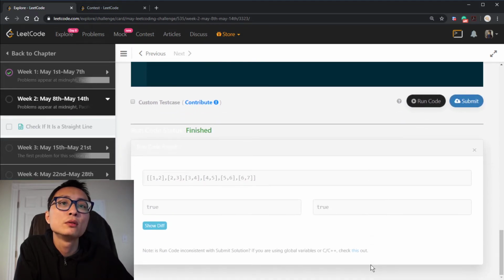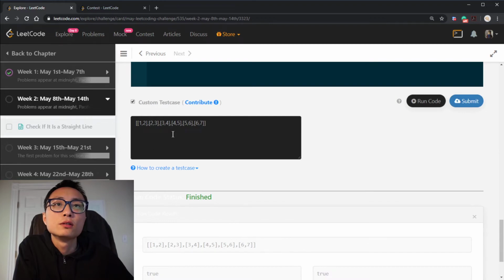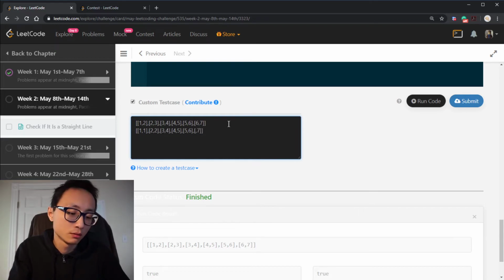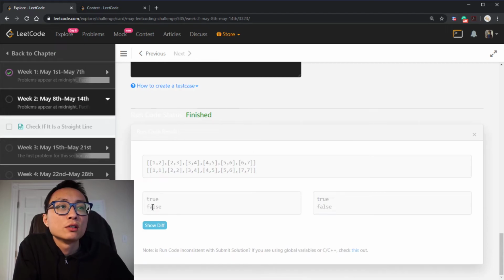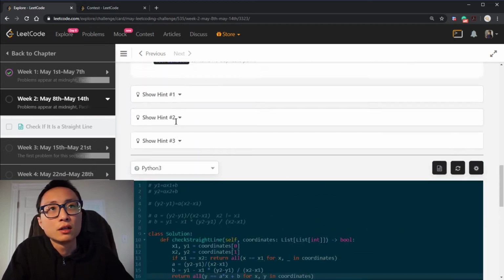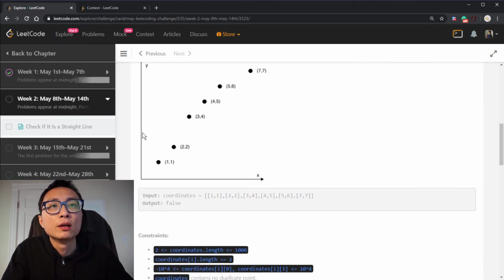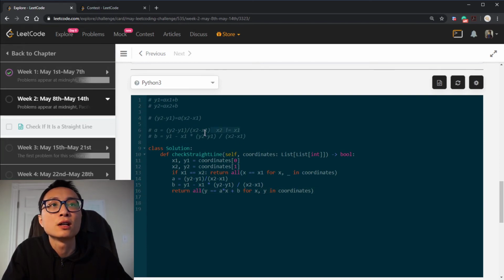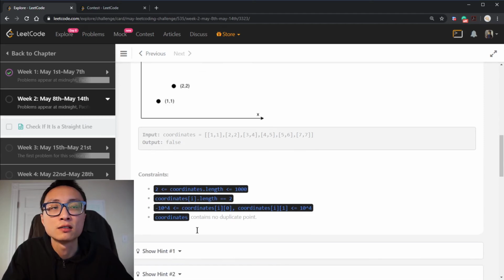Let me run this through an example. Throwing in another example, 1, 1, 2, 2, 7, 7. So this first one is true, the second one is false. Let's throw in the extreme case, 1, 1, 1, 2, 1, 3. Oh, so yeah, I made a mistake when I was saying that it's the y-axis. It's going to be parallel to the y-axis if all the x are the same value. If x1 equals x2, which implies all the x have the same value, it's going to be a vertical line that's parallel to the y-axis. It's not necessarily exactly the y-axis line there.